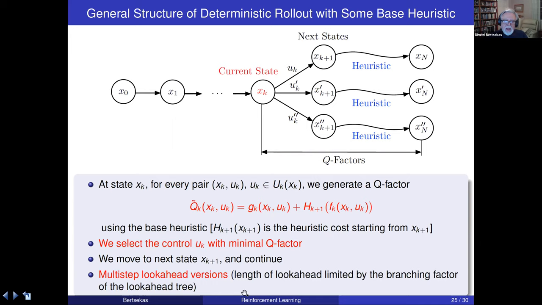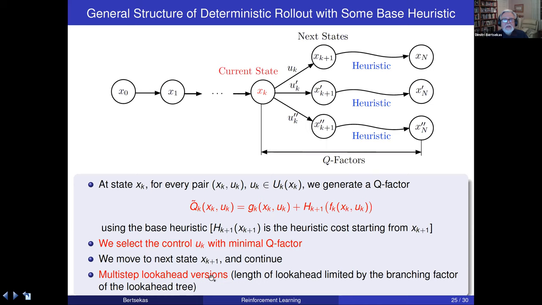Basically, in practice, the length of the look-ahead is limited by the branching factor of the look-ahead tree. The longer look-ahead you have, the bigger look-ahead tree you're going to have, the more times you would have to run the base heuristic. So the longer the look-ahead, the more the calculations are for each stage, and that's the limiting factor. Otherwise, it's a good idea to use multi-step look-ahead in practice.